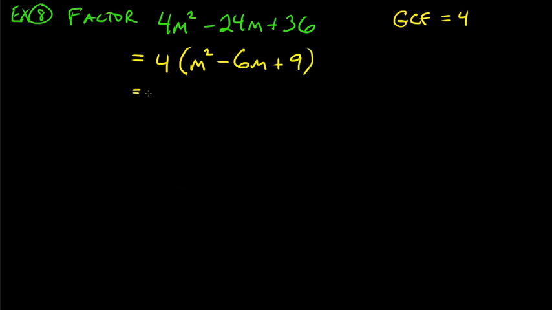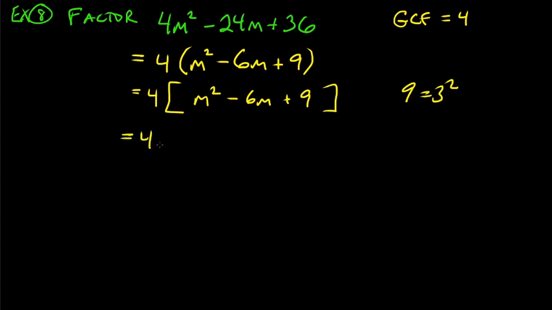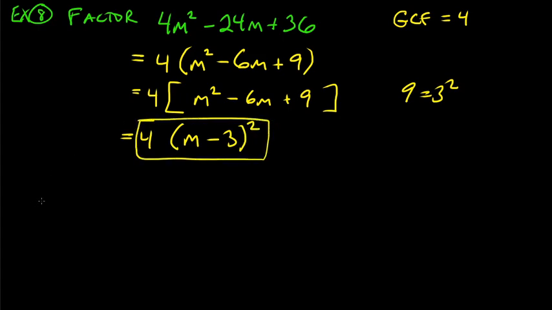Now what's left over is a trinomial. It's m squared minus 6m plus 9, and that looks awfully familiar. It's one that I think we've done before. Maybe this was a plus and it was an x instead of an m, but it's definitely a perfect square trinomial because 9 is 3 squared. So this should factor as m minus 3 squared. And that's it. We're done.